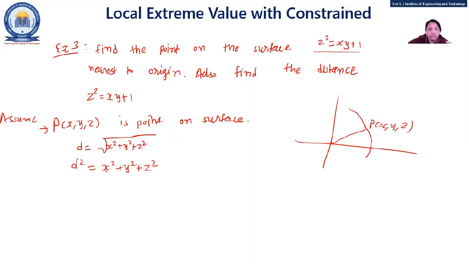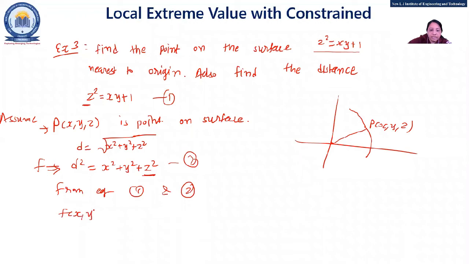Now this is your function. Now this z is given as an extra variable, so I'll put z square equal to xy plus 1. This is my equation 1 and 2. So from equations 1 and 2, we can write f(x, y) equal to d square equal to x square plus y square plus, instead of z square, xy plus 1. So now this is your f(x, y). Right?